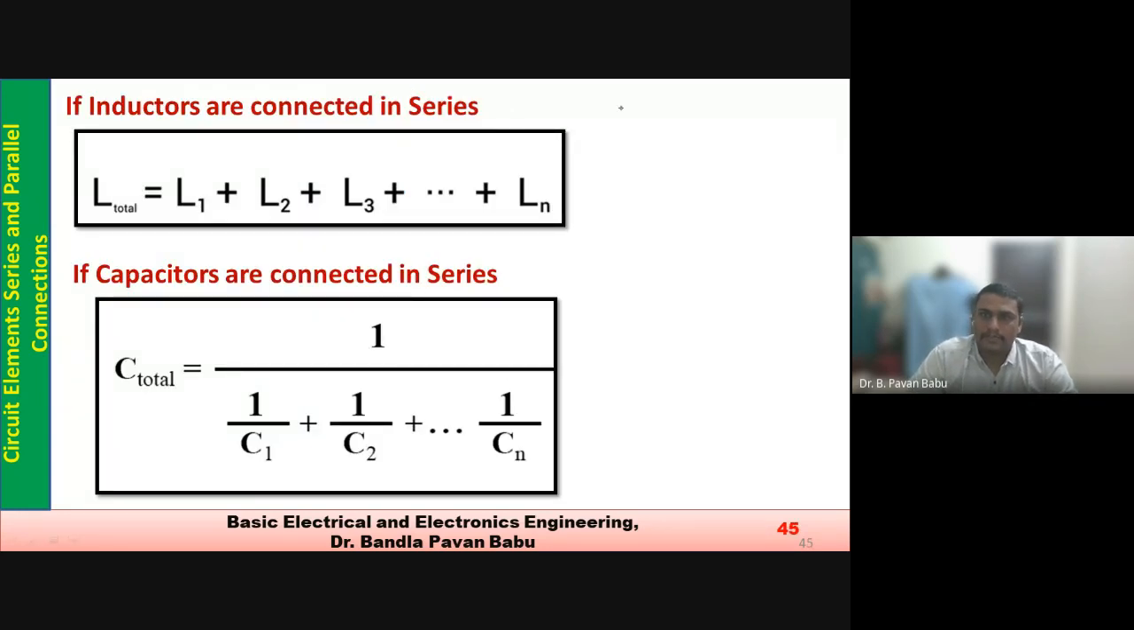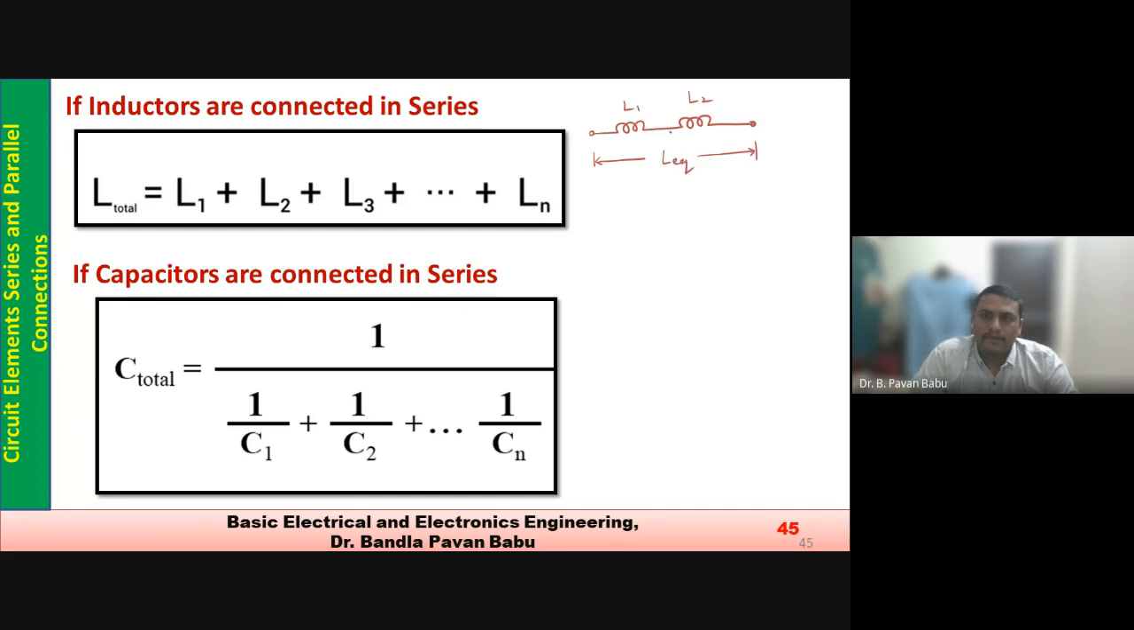Next, we go with series connected inductors. Let me draw. This is a very simple thing, so no need to think much about it. The thing we need to remember is the equivalent value, so we need to concentrate on that. Suppose two inductors, let them be L1 and L2. This will be the L equivalent.